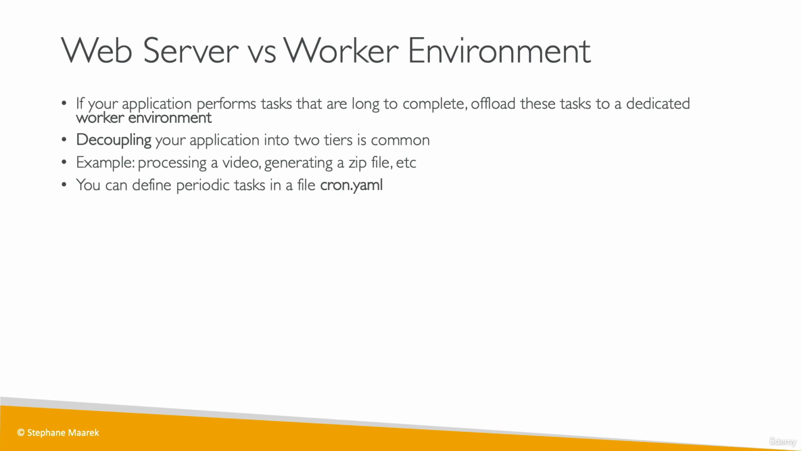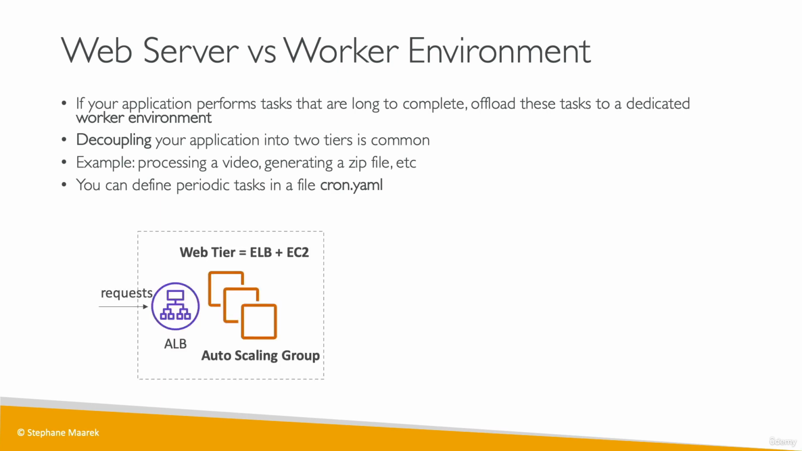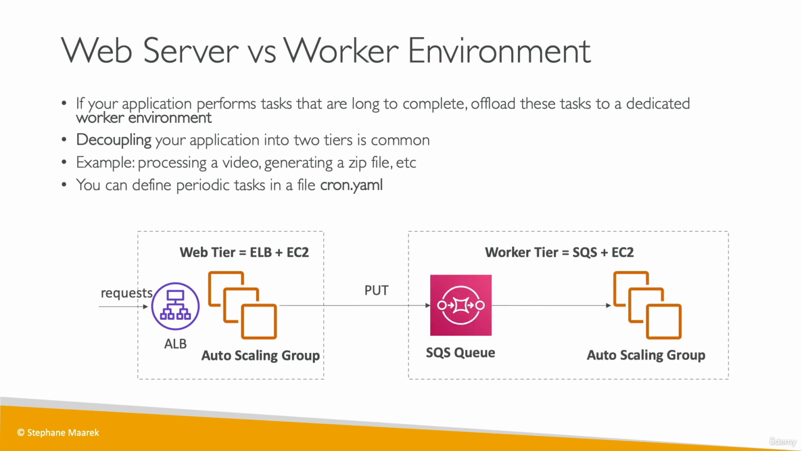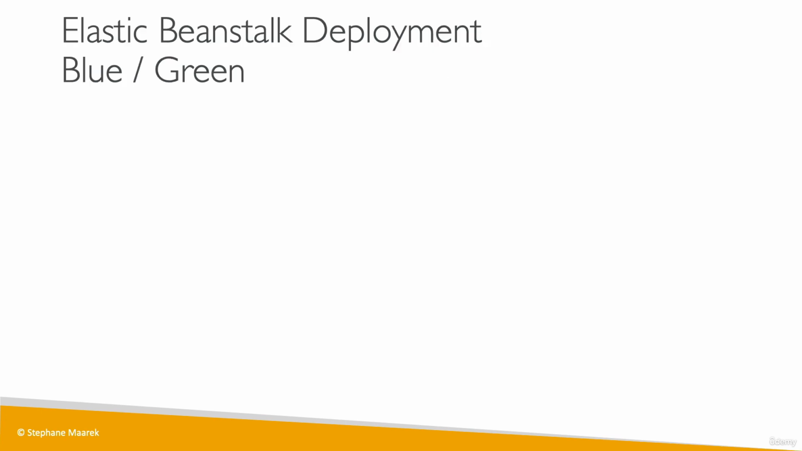Okay, so let's have a look at a typical architecture for Beanstalk. You would have your web tier for Beanstalk, which consists of your ALB and your autoscaling group, and that is going to be a production-like deployment. And then we're going to have a worker tier also managed by Beanstalk, which consists of an SQS queue and EC2 instances managed by an autoscaling group. And the idea is that if the web tier has some dedicated tasks that are going to be long to complete, then it would put these tasks into an SQS queue, and your autoscaling group would automatically process these tasks. This is a classic architecture, and the good thing is that both of these tiers can be managed using Beanstalk.